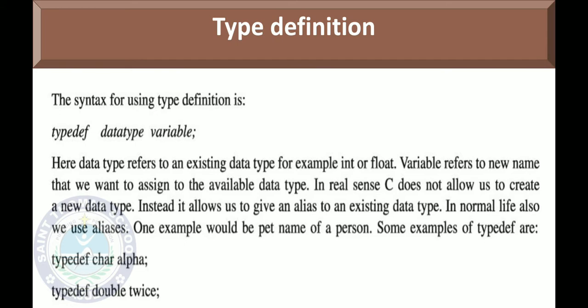In real sense, C does not allow us to create a new data type. Instead, it allows us to give an alias to an existing data type. In normal life also we use aliases. One example would be the pet name of a person. Some examples of typedef are explained here. You just see the example, the first statement.